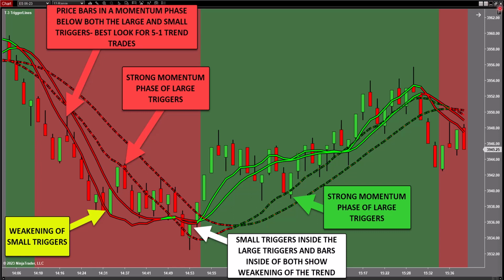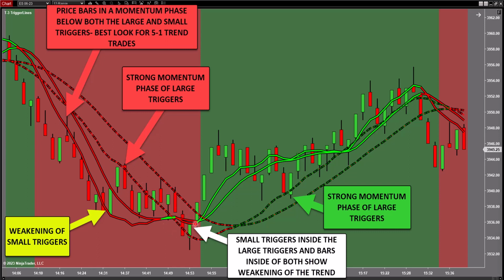And this is a 13 range S&P chart. And you'll see weakening, price bars below. We're in a small trigger momentum phase, really small and large. And then eventually the bars get inside of the small triggers, which is okay because we have a strong momentum phase of our large triggers, which pushes the market down again.